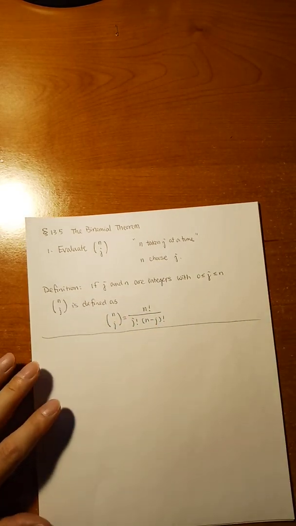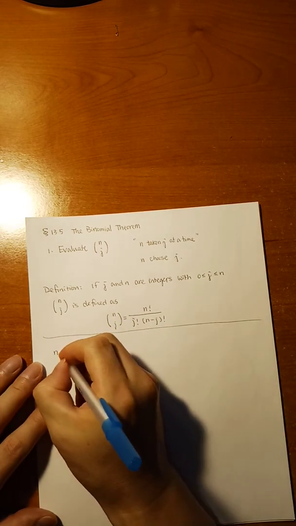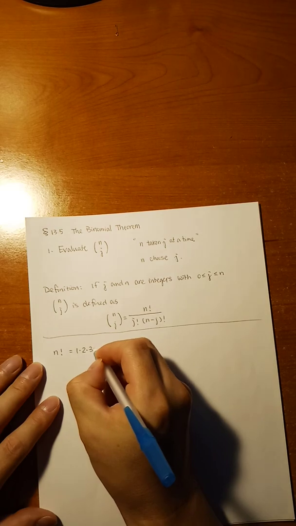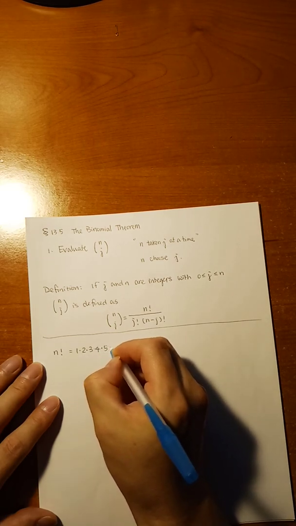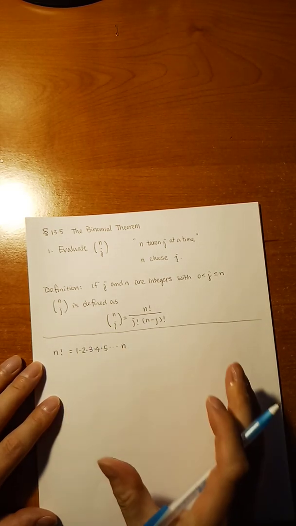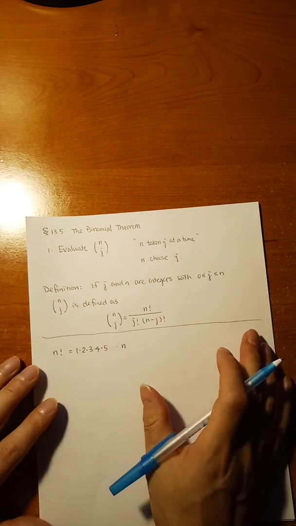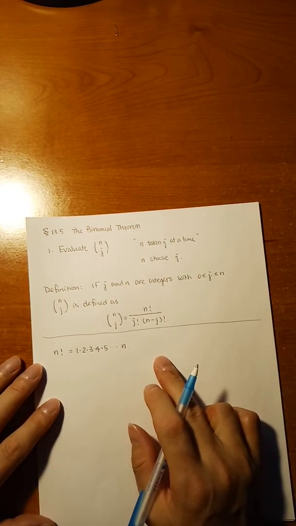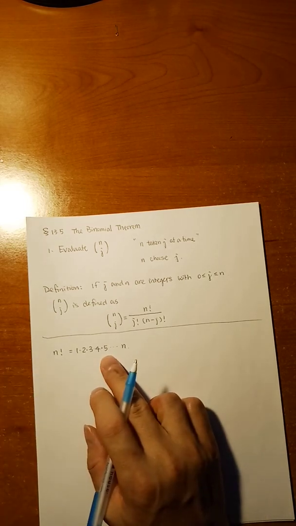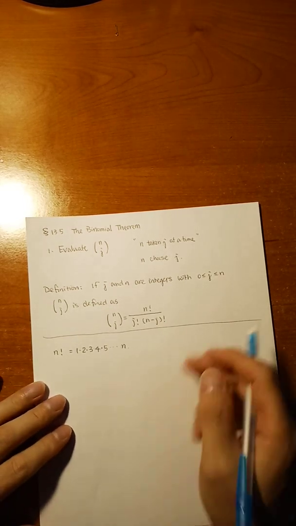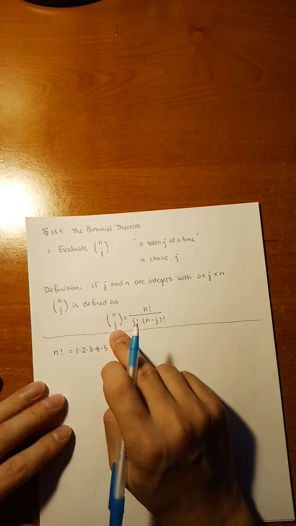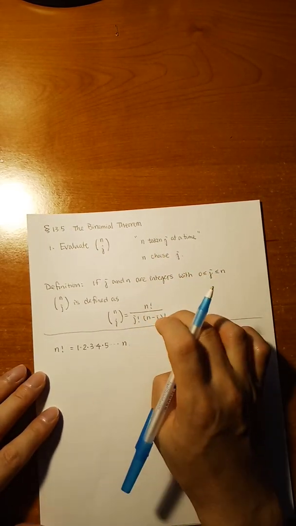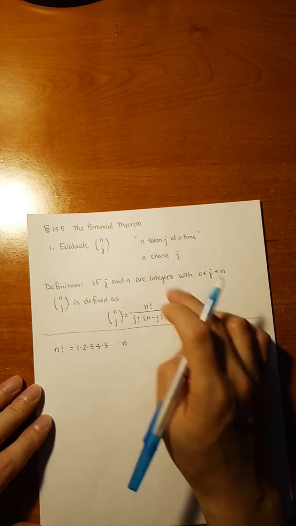First, do you still remember what factorial means? N factorial means 1 times 2 times 3 times 4 times 5 up to n. The product of the first n integers. So this is a factorial. And n choose j, n taken j at a time, is defined by this formula.